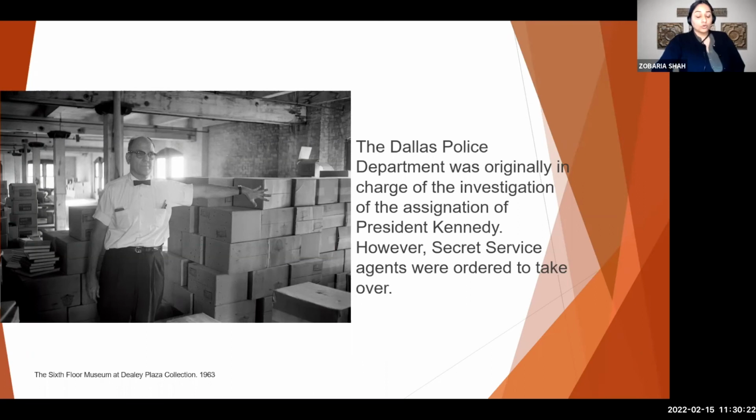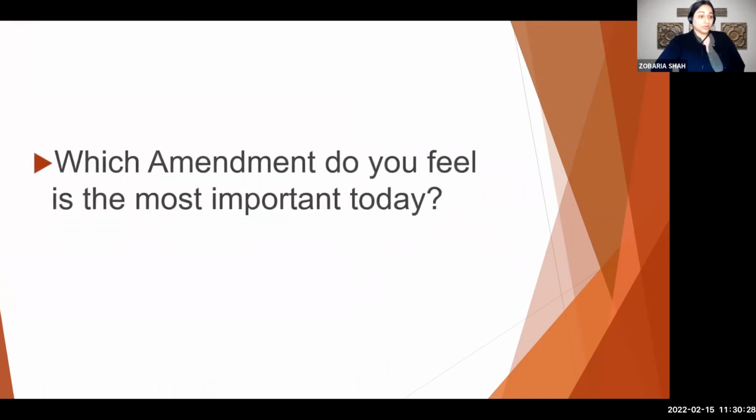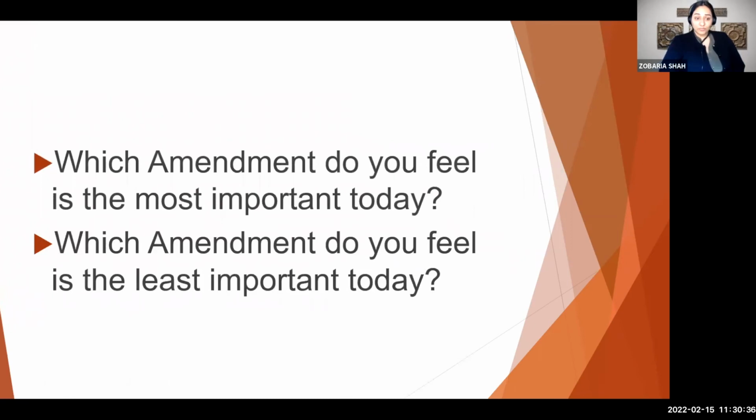So with that, I will ask you the same questions that I asked before. Which amendment do you feel is the most important today out of the 6th through 10th Amendment? And which do you think is the least important? I'll give you guys a few minutes.